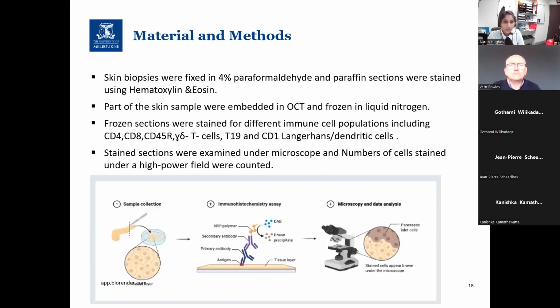And in this slide, I'm going to talk about the materials and methods that I have used to achieve my first aim. So the skin samples were first fixed in 4% paraformaldehyde, and then the paraffin sections were stained using HNA staining. And part of the skin samples were embedded in OCT, and they were frozen in liquid nitrogen. Then these frozen sections were stained for different immune cell populations, and the stained cells were counted under high power field.